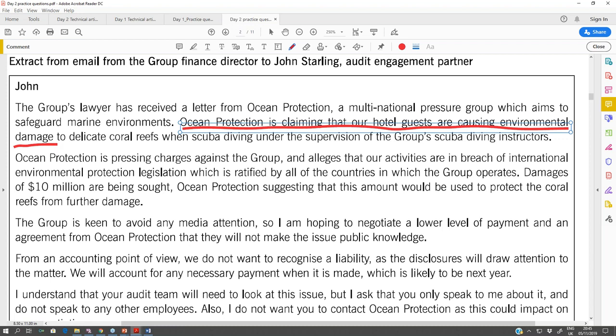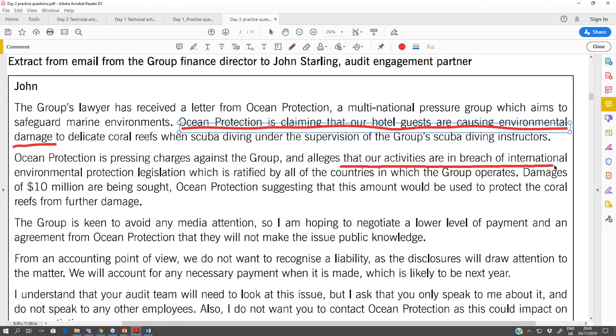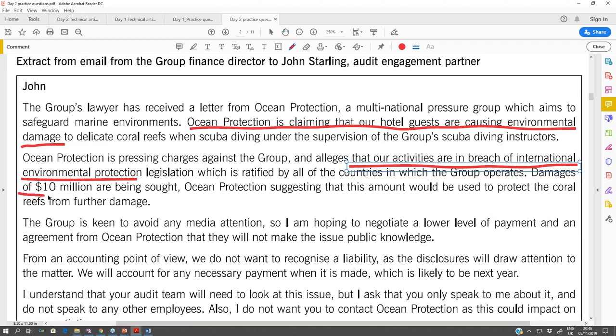Ocean Protection is pressing against the group and alleges that our activities are in breach of the international environmental legislation. So the pressure group is saying that our activities are in breach of the international environmental regulations. Damages of $10 million is being sought, and the pressure group wants damages of $10 million. So they think that we have breached the laws and regulations, we are not abiding by the environmental laws and regulations, and they want a penalty, they want damages of $10 million.